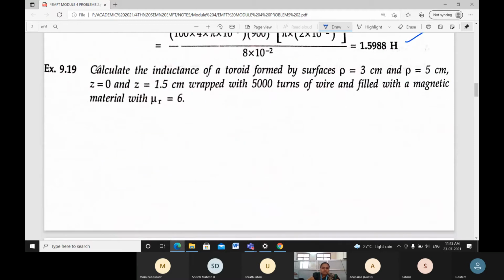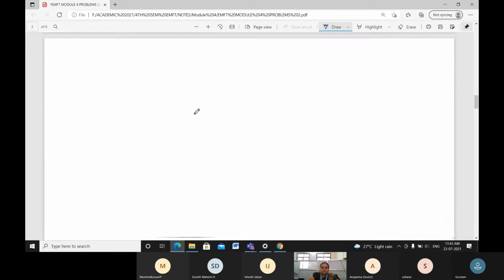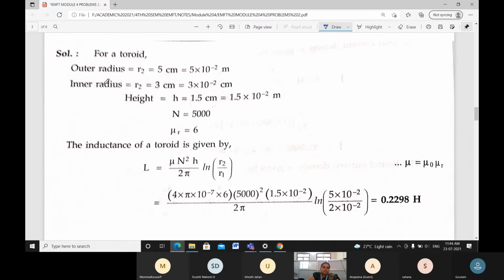Next problem: calculate the inductance of the toroid formed by the surface rho equals 3 centimeter, and again one more rho is given as 5 centimeter, where z is going to be 0 and z is going to be 1.5 centimeter, wrapped with 5,000 turns of wire and filled with a magnetic material with mu r equal to 6. We want to know what is the inductance for this.